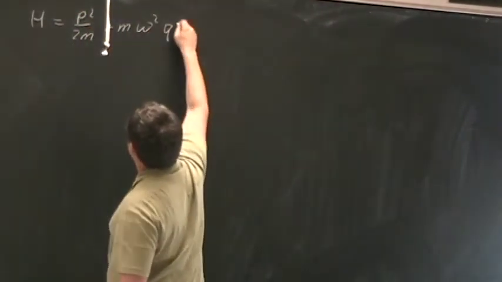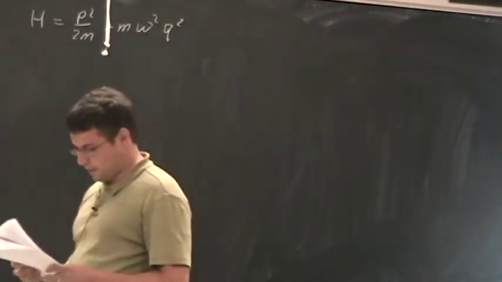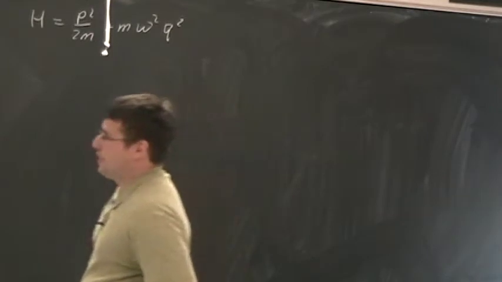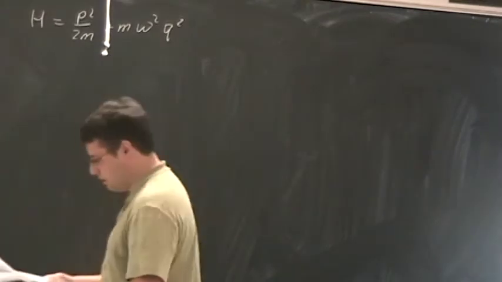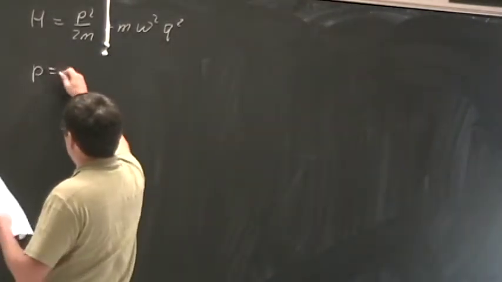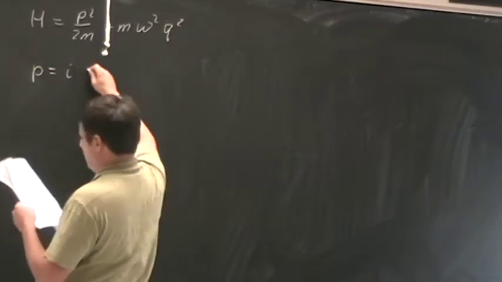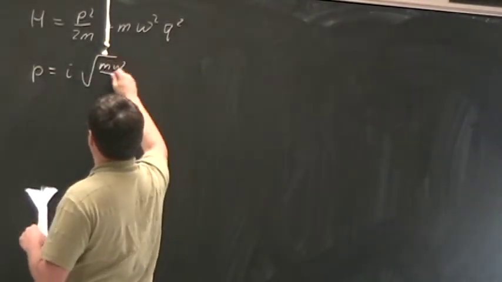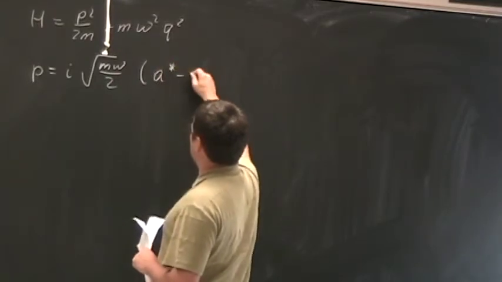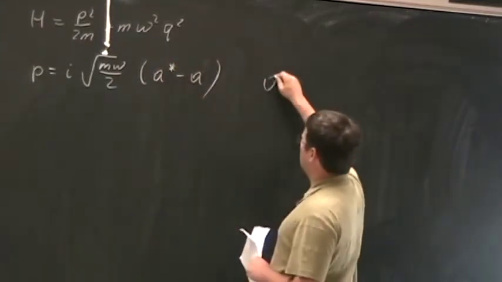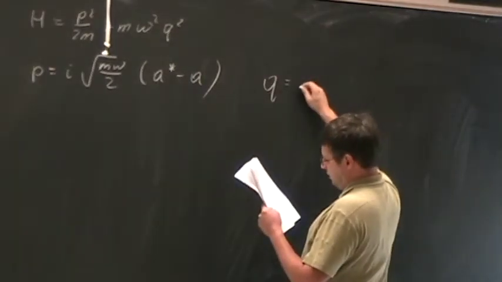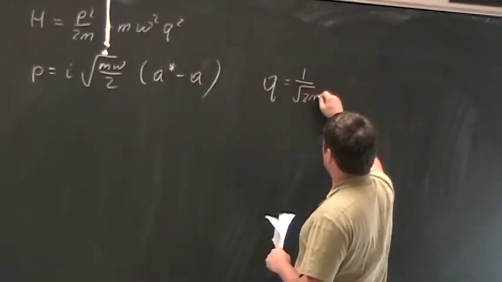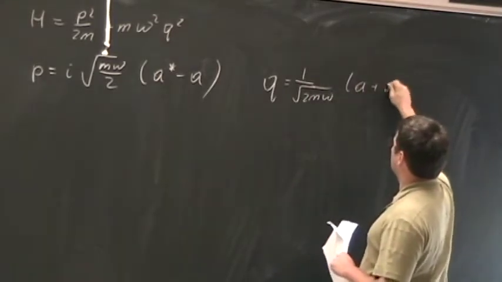What I'm going to do next is completely decoupled from dealing with an oscillator. Let me try to introduce complex variables. I just said that we can do any canonical transformation. It's not forbidden. But let me try to do a particular non-canonical transformation, which you might recognize right away. I say that my momentum P is the square root of m omega over 2 times (A star minus A), and Q will be 1 over the square root of 2 m omega times (A plus A star).